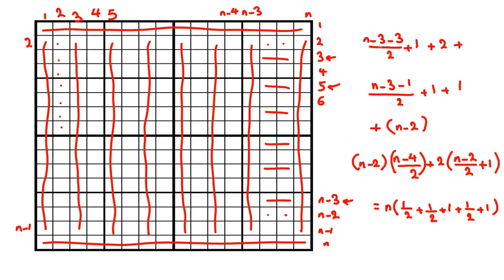Okay, so let's review this again. It was n minus 3 over 2. Let me write with green. The first one was n minus 3, because of these things. N minus 3 over 2 plus 1. This part, then plus 2 was for these two things.